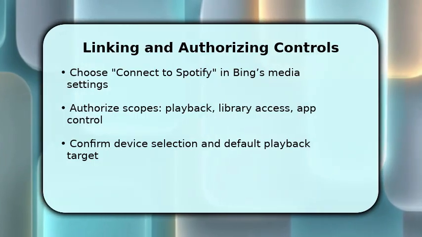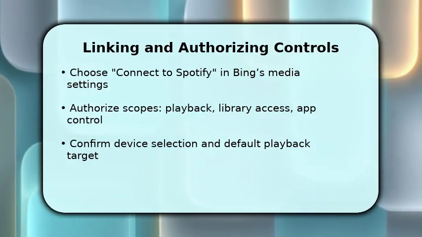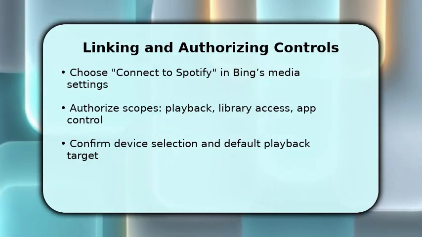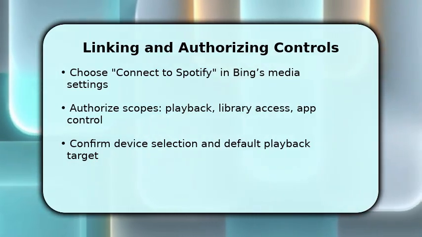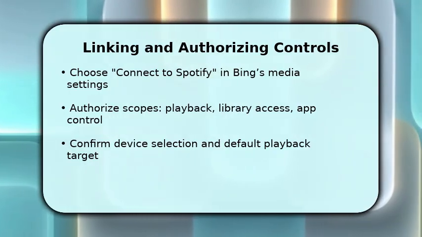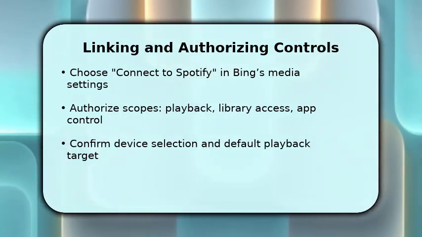Once authorized, pick the device where playback will occur. Picking the correct device avoids silent playback on another phone. Then test with a single track. If playback starts, Bing can now send play, pause, skip commands, and access playlists for voice and chat control.